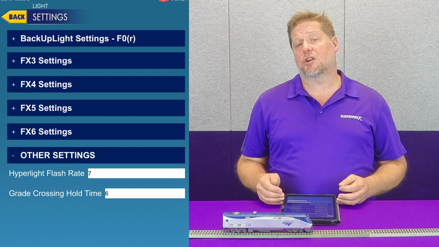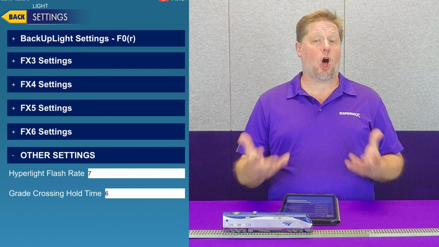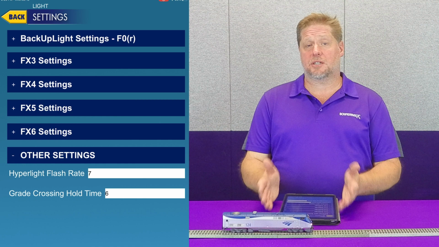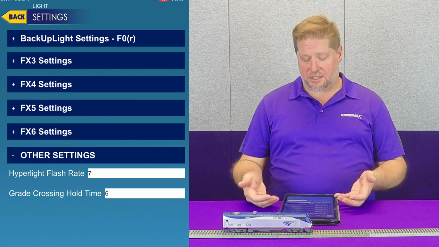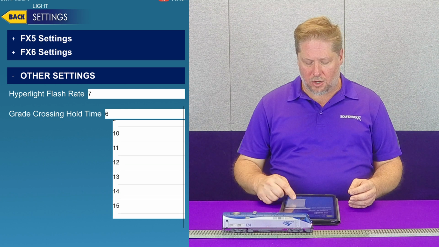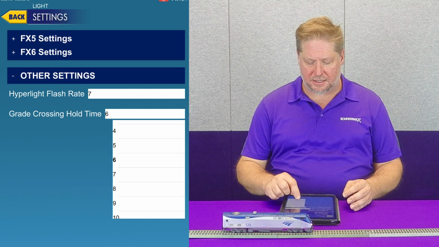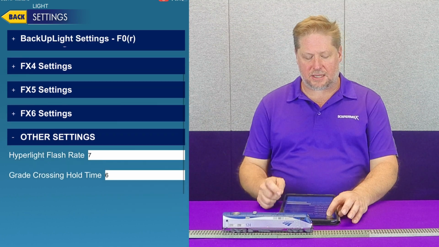But the second setting there is the one that's the most important, grade crossing hold time. And that determines how long the effect for grade crossing is going to play. In this case, you can see that we have 6 seconds. But we can go ahead and cycle in here, and we can go all the way up to 15 seconds. And that will just determine how long the effect plays. So we're going to go ahead and leave it at 6.